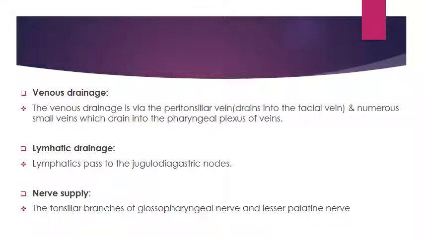Venous drainage. The venous drainage is via the peritonsillar vein, which drains into the facial vein, and numerous small veins which drain into the pharyngeal plexus of veins. Lymphatics pass to the jugulo-digastric nodes, and nerve supply is from the tonsillar branches of the glossopharyngeal nerve and the lesser palatine nerve.